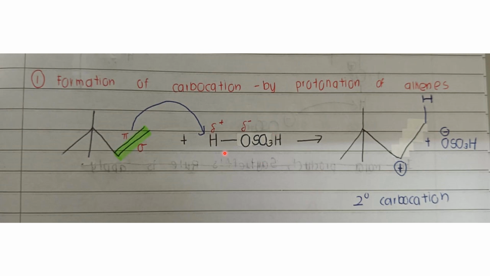And here, the two electrons shared by the hydrogen and oxygen will move toward the oxygen, which is hungry for the electrons, and this creates the HSO4 ion.